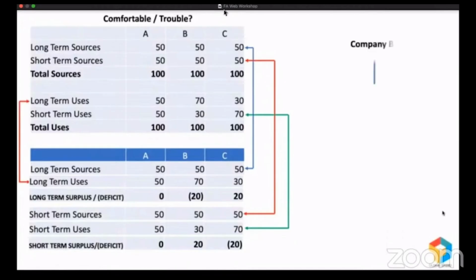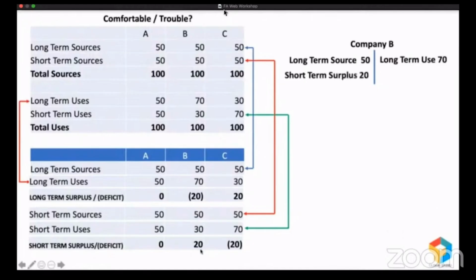Pay attention here. Company B, they raised a long-term source of 50, but they created a long-term use of 70. How is that possible? With 50, you cannot create 70. So from where they got the remaining 20? Obvious, they got that remaining 20 from here. So this short-term surplus of 20 with the long-term source of 50, they got money worth 70 million, which they have used for long-term purpose. And because of this reason, we say company B is in trouble.